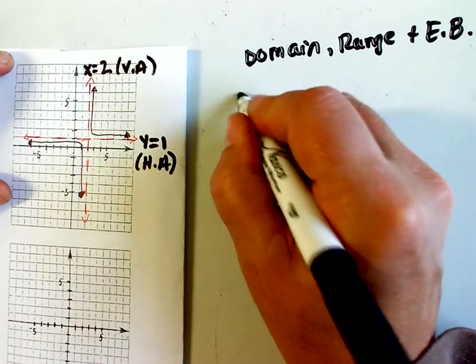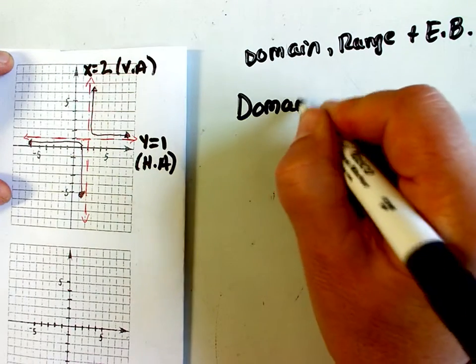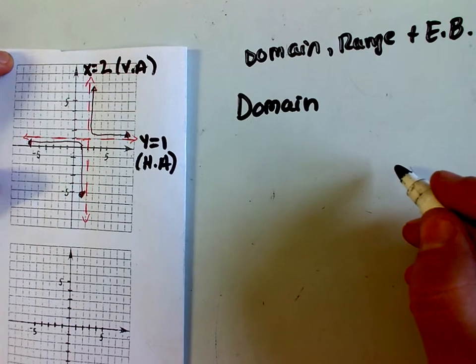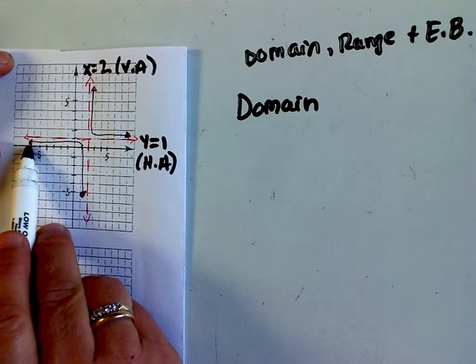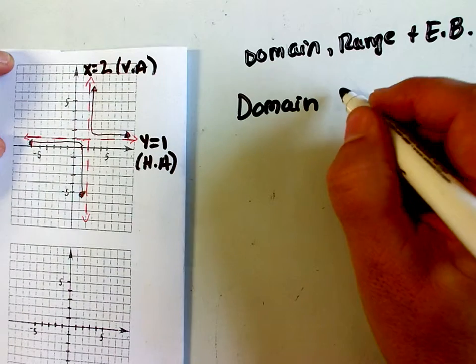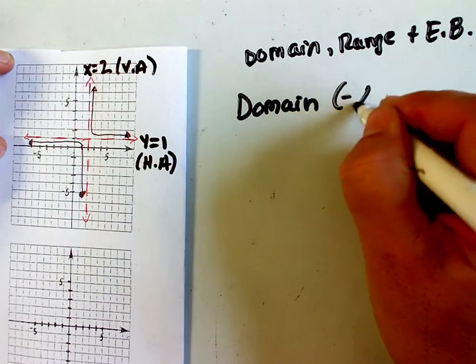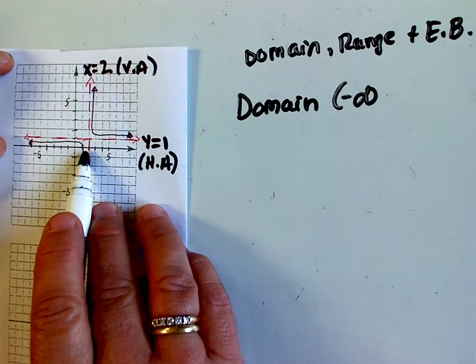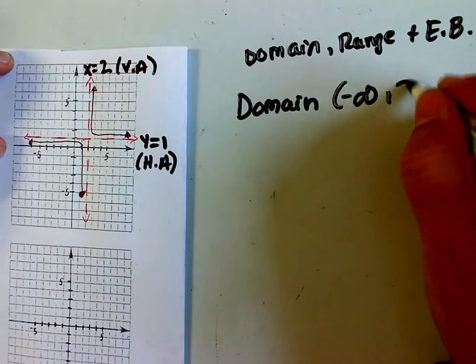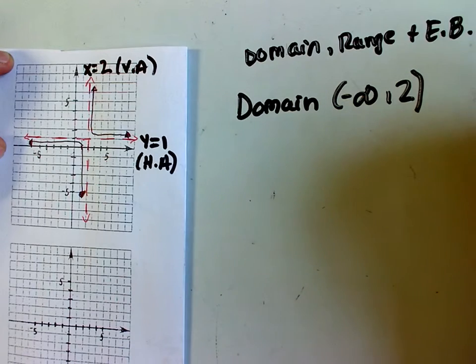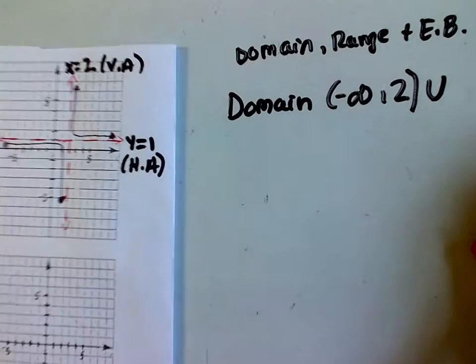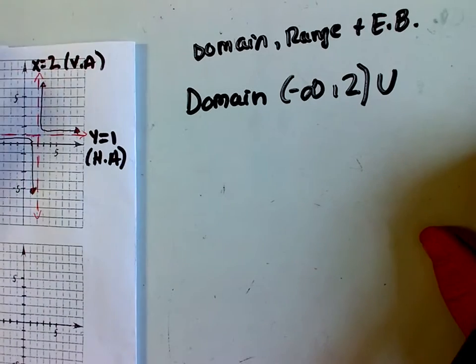To state the domain of this function, we're simply going to read across the x-axis from left to right. So as the graph of this function moves from the left-hand side of the x-axis, which is negative infinity, to the right towards the vertical asymptote of x equals 2, it has a break. That break we're going to indicate by using the union of the two functions.